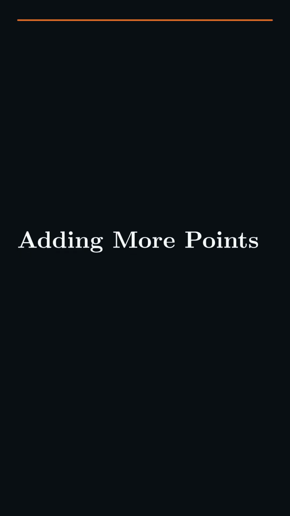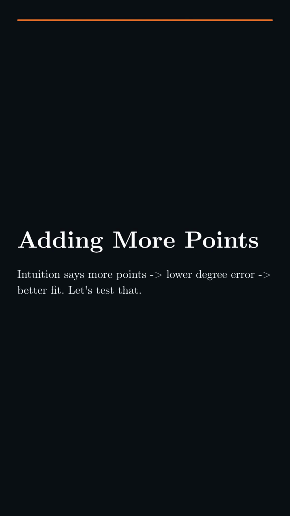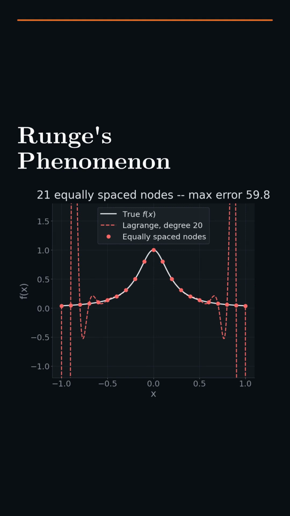The obvious next move is to just add a lot more points. Intuition says more points should mean a better fit. Let's actually test that with a nastier function. This is Runge's phenomenon. 21 equally spaced nodes on the function, 1 over 1 plus 25x squared, a degree 20 Lagrange polynomial. Look at the edges. The fit doesn't just get worse, it explodes. Max error nearly 60 on a function that only ranges from 0 to 1.